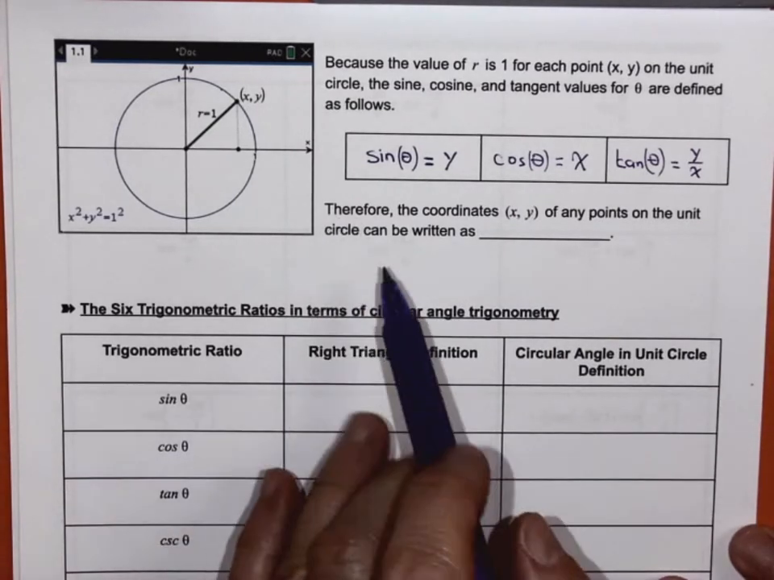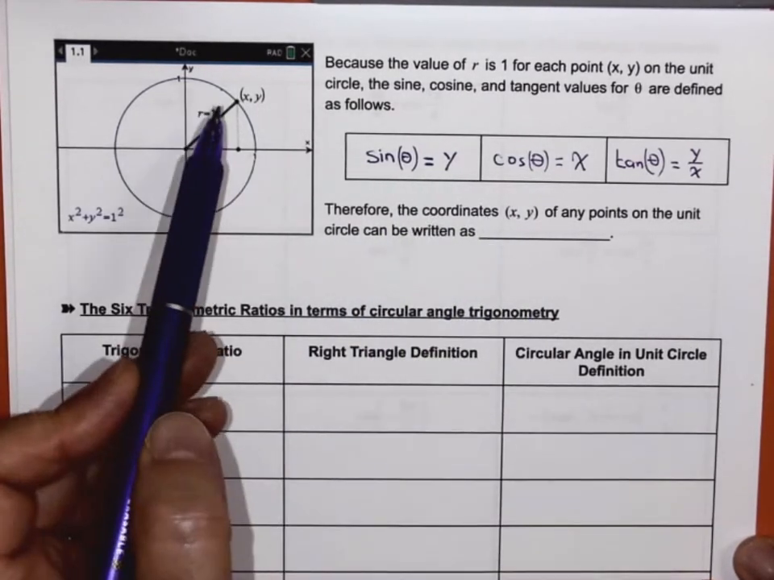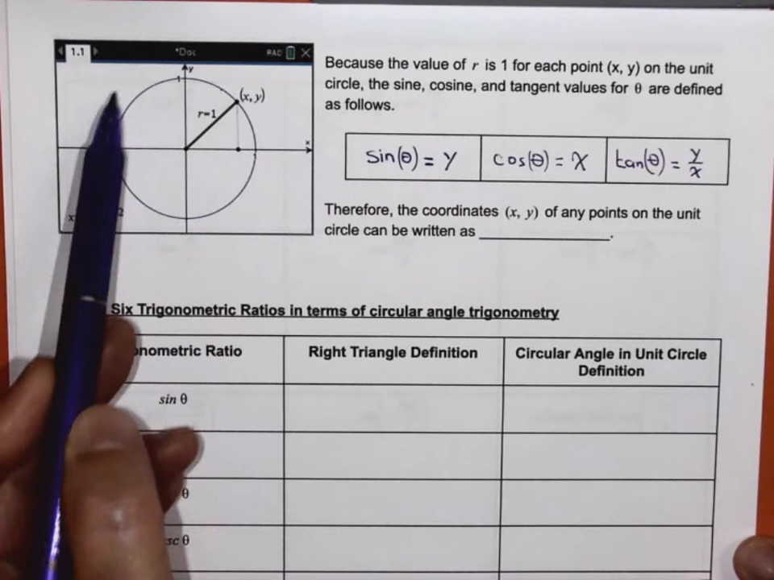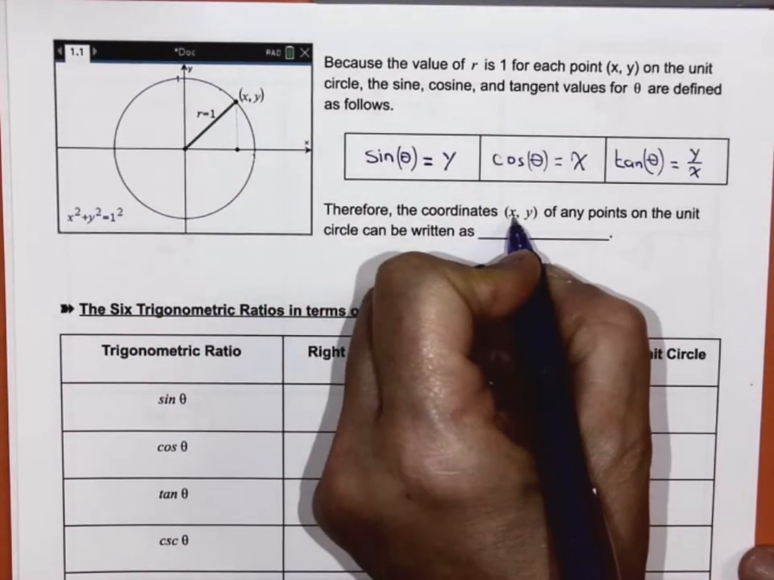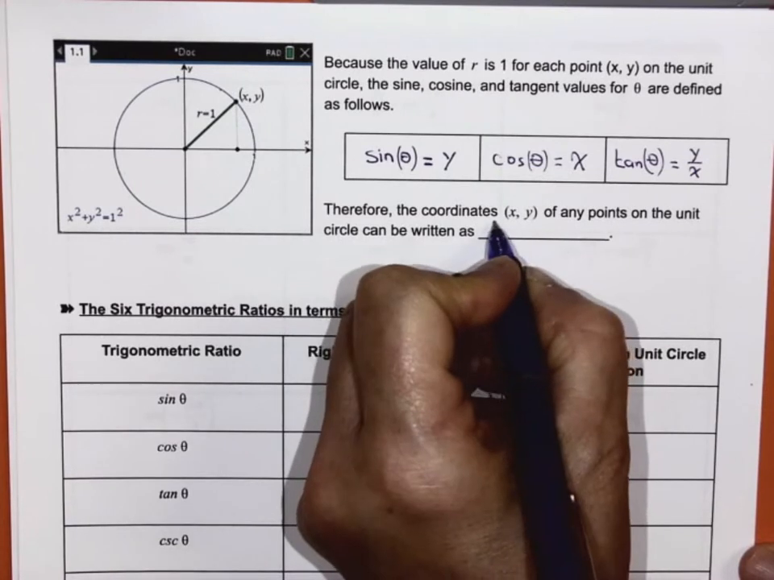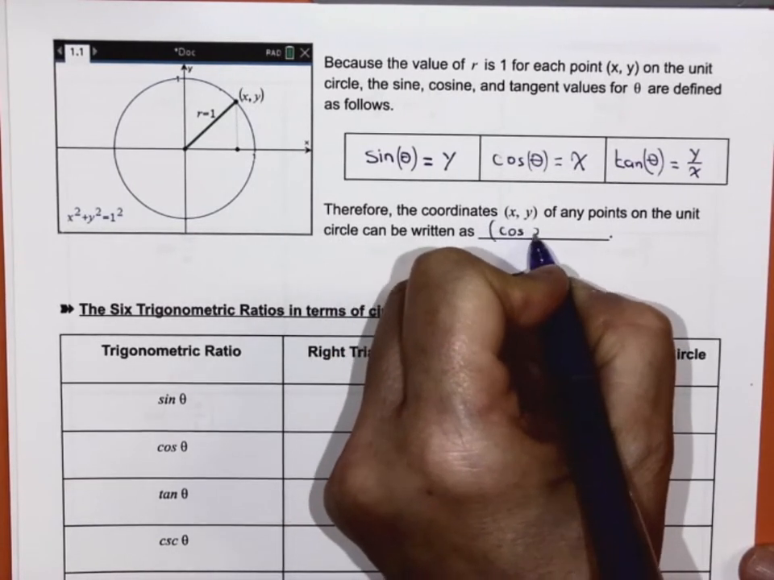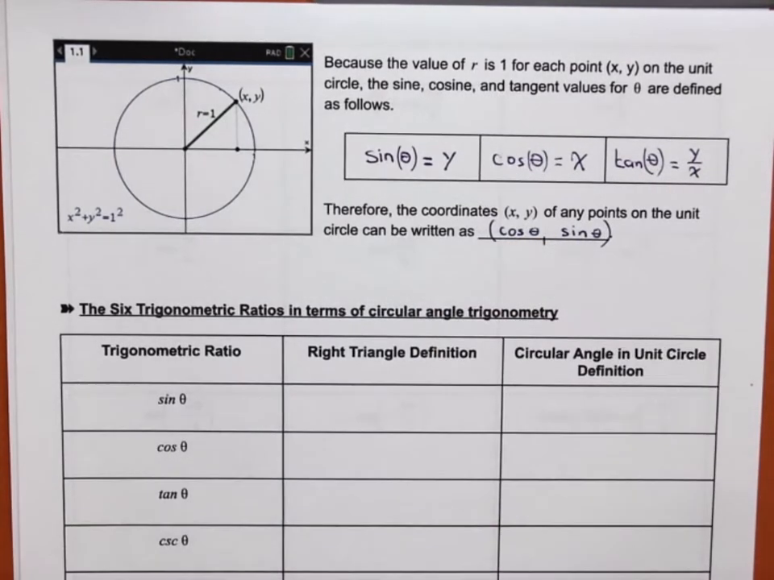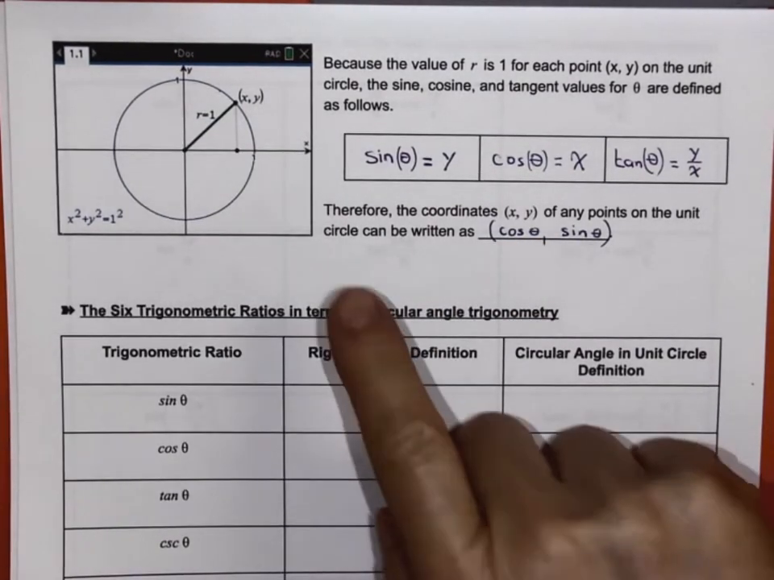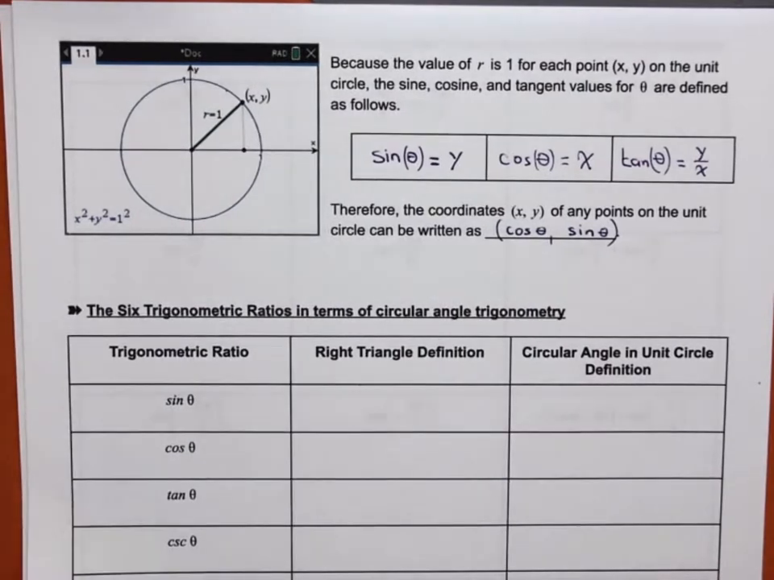So therefore, any coordinate, any point on the circumference of the unit circle, we can rewrite as x, y. We can say it's just going to be the cosine of theta for the x and the sine of theta for the y. That's how we can look at every single point. That's your cosine, that's your y. So if I give you a point and I say, can you give me the cosine? Sure, it's the x value.